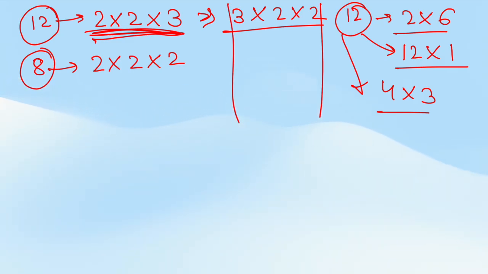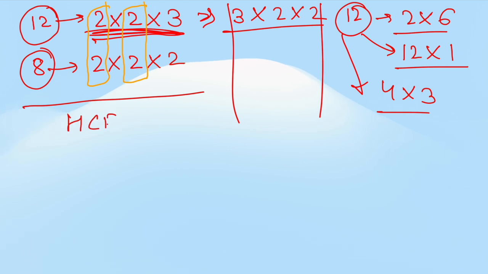So now how to find the HCF here? See, what is common in these two? This 2 is common. What else is common? The highest thing that is common, this 2 is also common. So 4 is common, so their HCF will be 4.